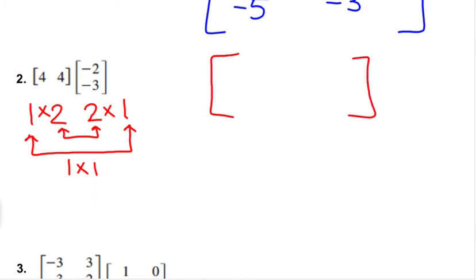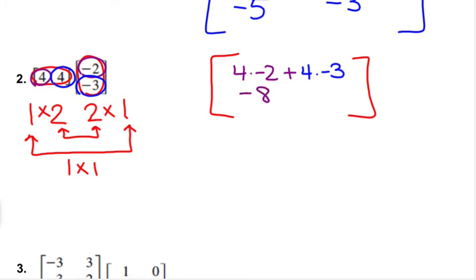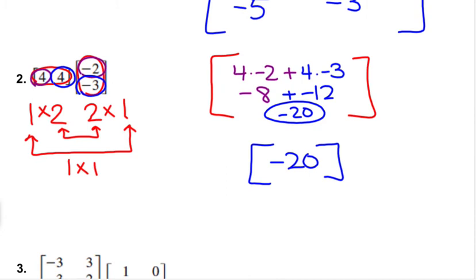So what does that mean? 1 element. So we're going to do row 1, column 1, and multiply them together. So 4 times negative 2 plus second element and second element, 4 times negative 3. Now I'll just simplify that. 4 times negative 2 is negative 8. 4 times negative 3 is negative 12. We combine these together, we get negative 20. So our matrix is just going to be negative 20. 1 element, because it's a 1 by 1 matrix.